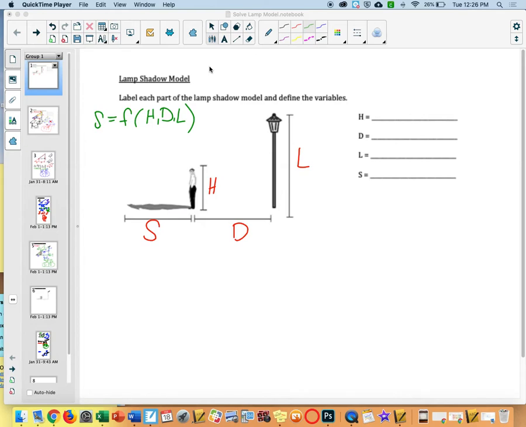All right, so where are we at again? We are on the front of the purple packet. You have already labeled the diagram. You have defined your variables. So we are ready to solve the unit problem.